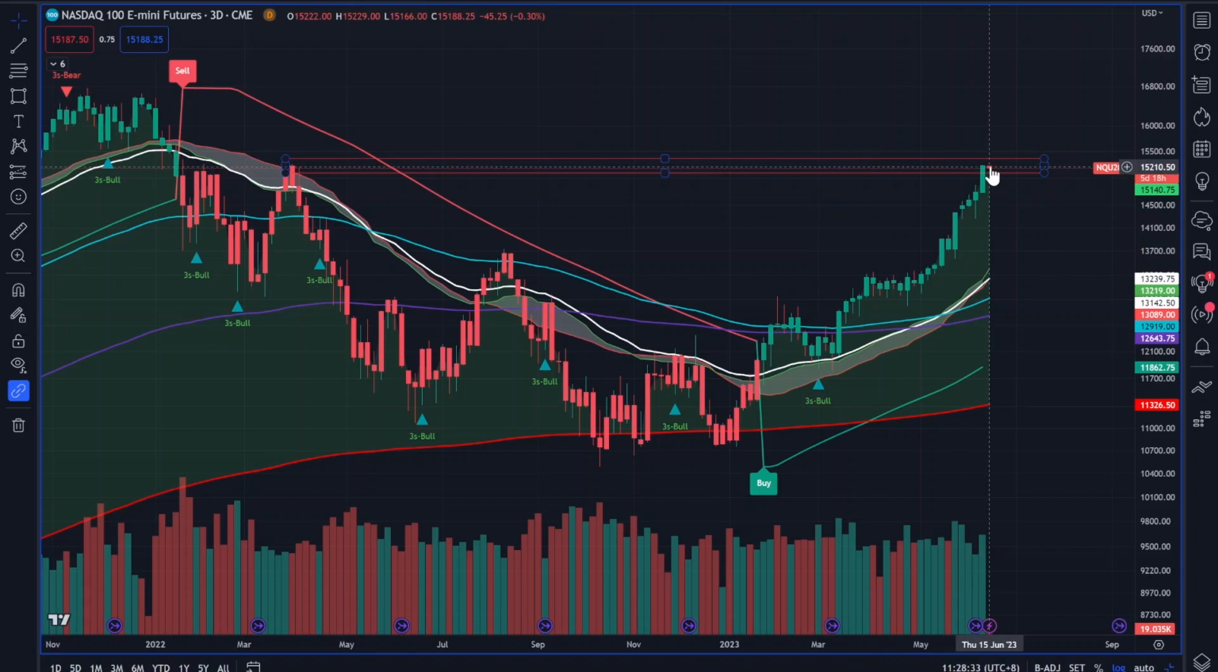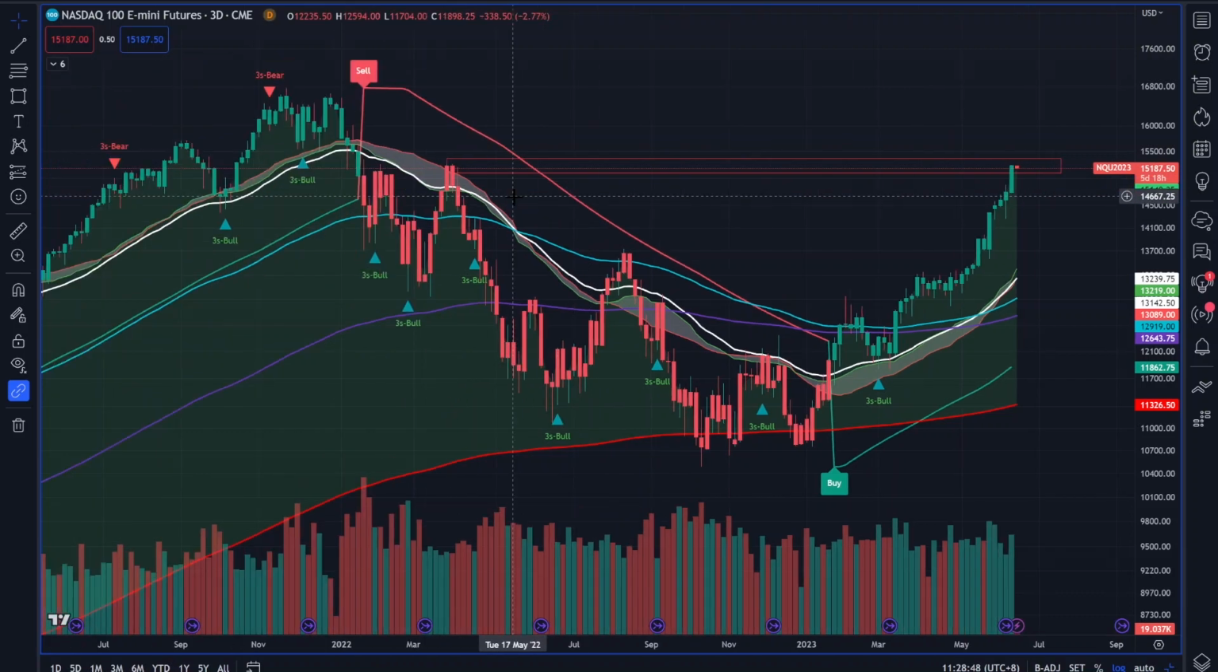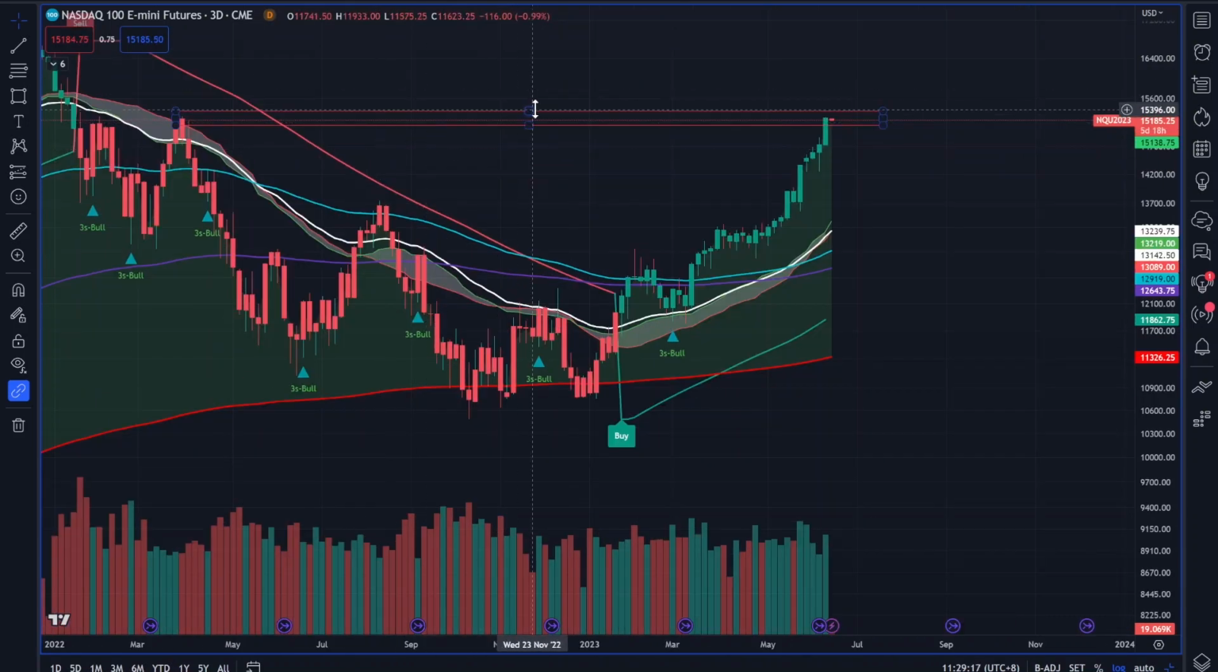So we've got greed at 81. We've come right into this order block right here. So there is a chance that we actually reverse here, and the probabilities are relatively high. So we'll definitely have to see if this plays out.